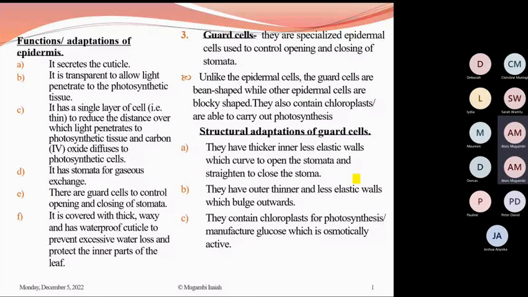So are we all there? Good. Then we have the guard cells, and I want you to write the structural adaptations of the guard cells. These are specialized epidermal cells that are used to control the opening and the closing of the stomata. Unlike the epidermal cells, the guard cells are bean shaped, while the other epidermal cells are usually block shaped. They also contain chloroplasts that are able to carry out photosynthesis.